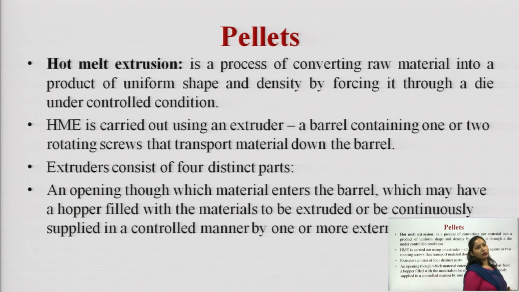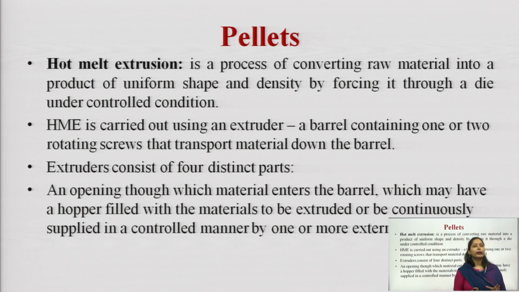Hot melt extrusion is a process of converting raw material into a product of uniform shape and density by forcing it through a die under controlled condition. So, what we do? We convert the raw material and then we transform it into a desired shape by forcing it to come out through a die cavity under the controlled condition.